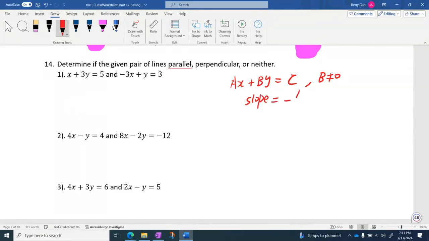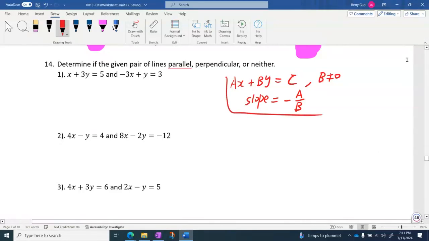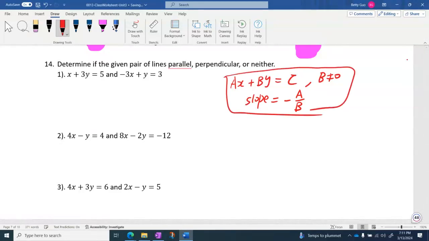We proved this formula earlier. I use the formula -a/b. I can use the formula very quickly to find the slope for the two straight lines. Let me show you how I do that. So this is the straight line x plus 3y equals 5. So we know a is 1, b is 3, right?